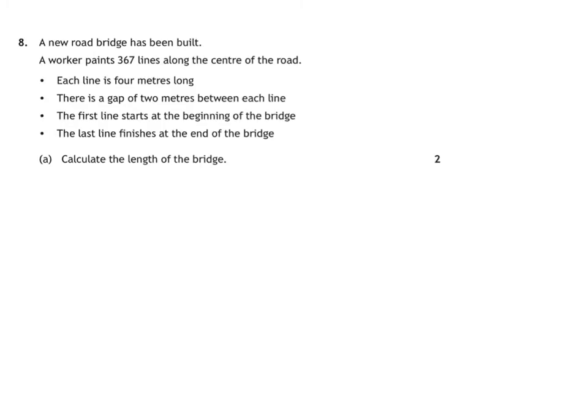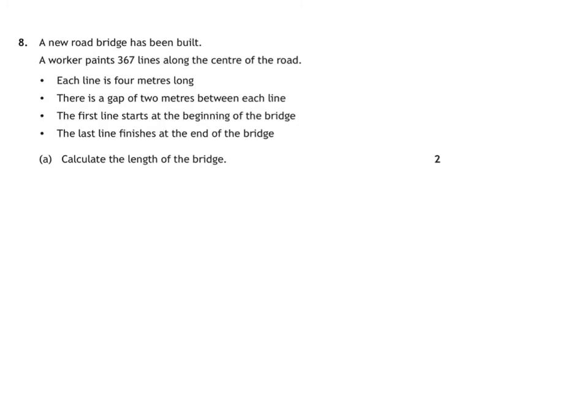A worker paints 367 lines along the centre of the road. Each line is 4 meters long and there's a gap of 2 meters between each line, and the first line starts at the beginning and the last line ends at the end. So we need to calculate the length of the bridge.